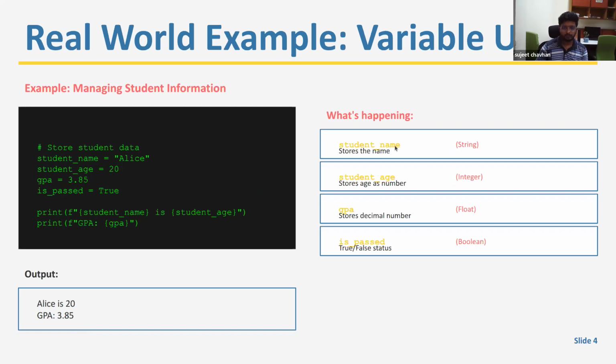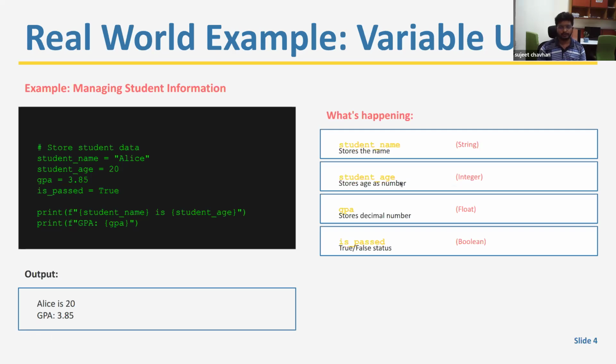So let's see student name, student underscore name. It stores the name and we are giving the name in double quotes. So that means that will get treated as a string. Whatever you enter in the double quotes will get treated as string.